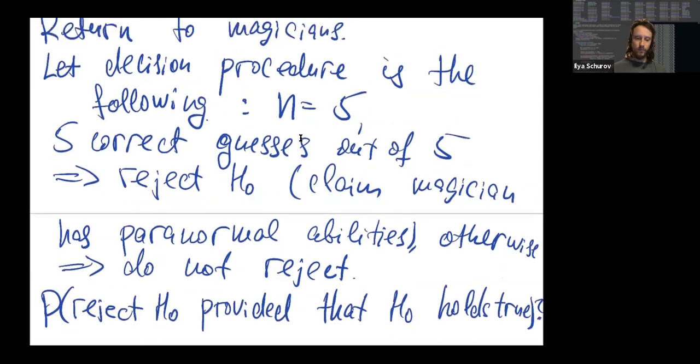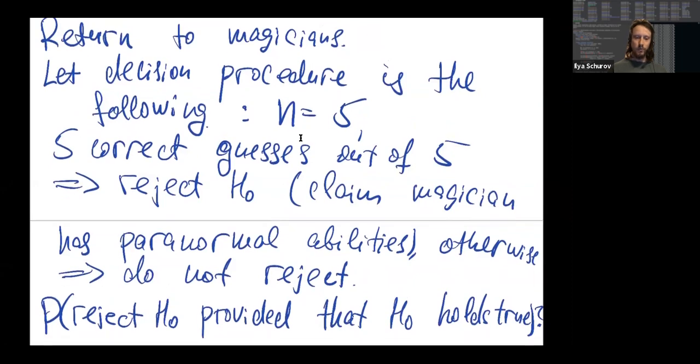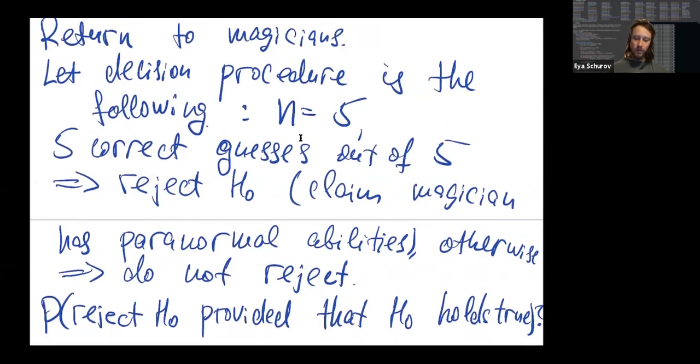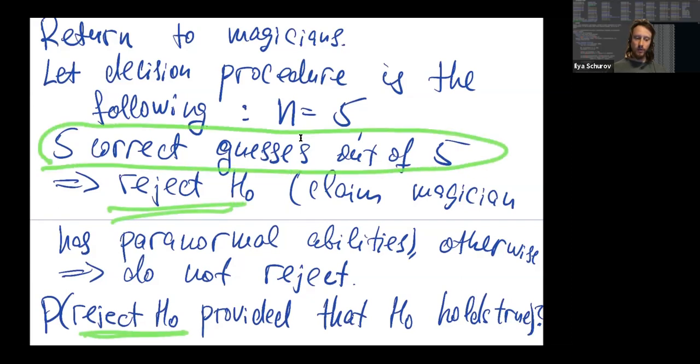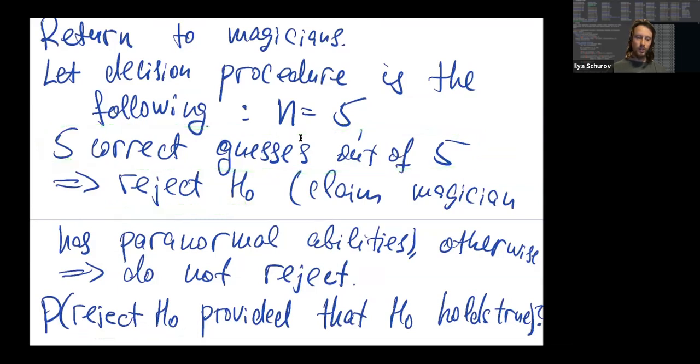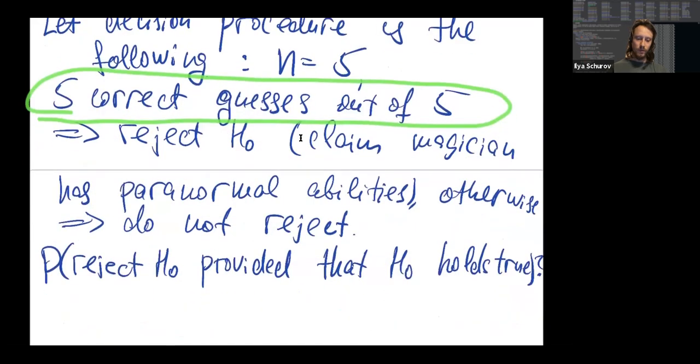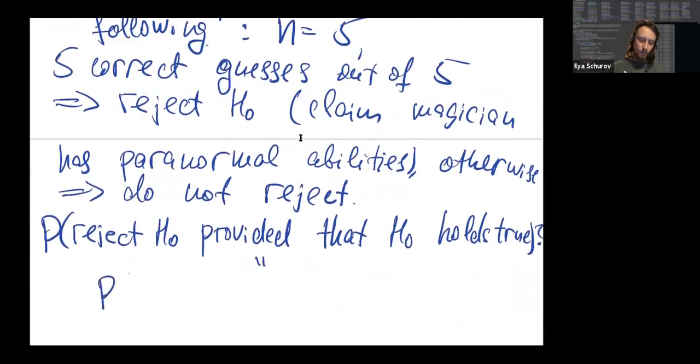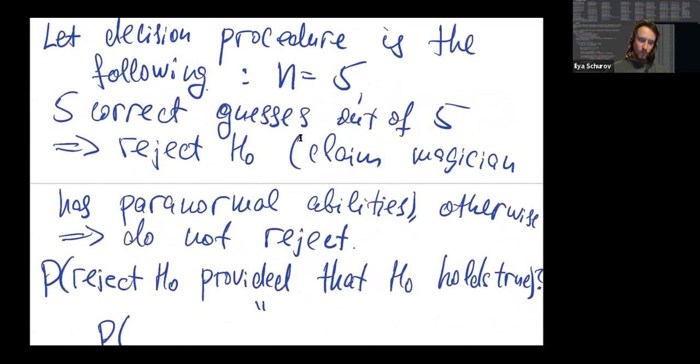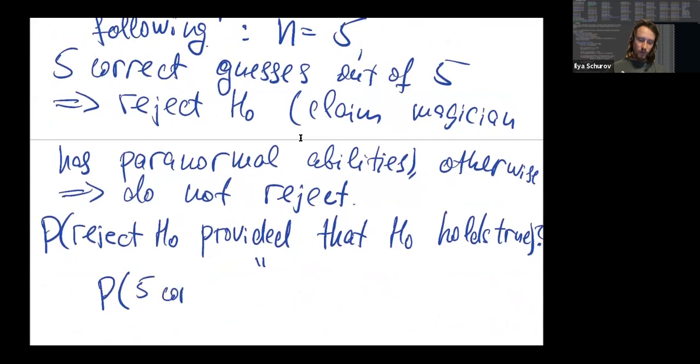Can you calculate it? First of all, we believe that the null hypothesis holds true. It means that there are no magical abilities, and the result that we have is just purely by chance. Then we have to find the probability to reject the null hypothesis under this condition. We reject the null hypothesis if we have 5 correct guesses out of 5. So we have to find the probability to get 5 correct guesses out of 5. Can you find this probability?